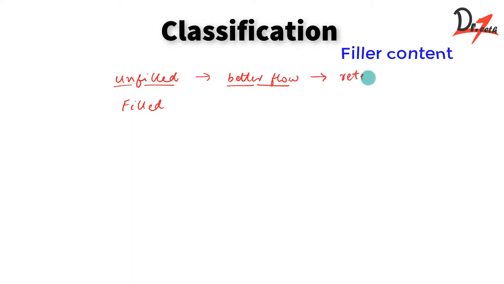Then we have filler content. Based on the filler content, we have two types of sealant. We have unfilled and we have filled. So unfilled means there are no fillers. Obviously, when there are no fillers, it will have better flow. And if it has better flow, obviously it will flow more easily into the pit and fissure, and therefore it will be more retentive. So therefore retention will be good. Then in the filled one, since it has filler, its strength will be better. So it has better strength, therefore it will be resistant to wear.